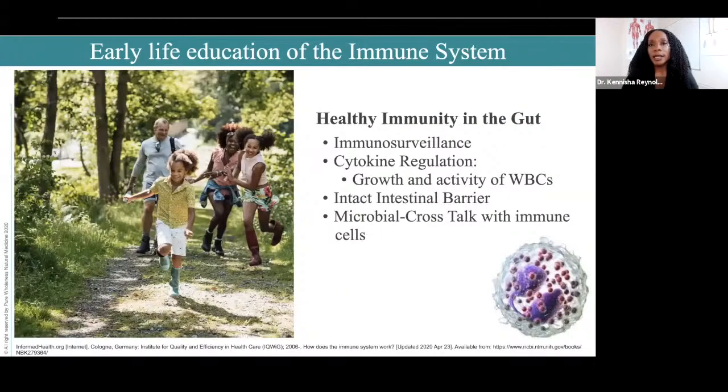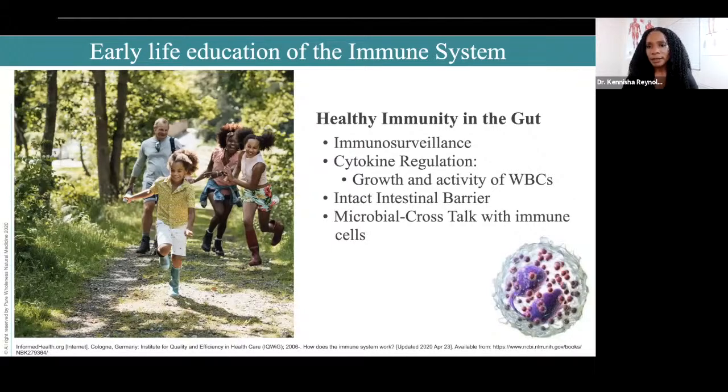The development of the immune system starts early in life. The gut bacteria facilitate its development. It helps with immunosurveillance and cytokine regulation, helping to maintain proper activity of our white blood cells and maintaining an intact intestinal barrier. And there's crosstalk. 80% of our immune system is inside the gastrointestinal tract.